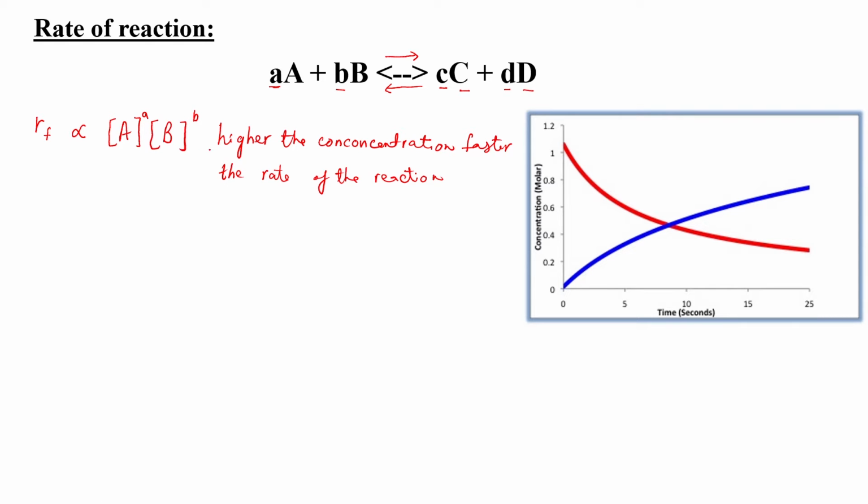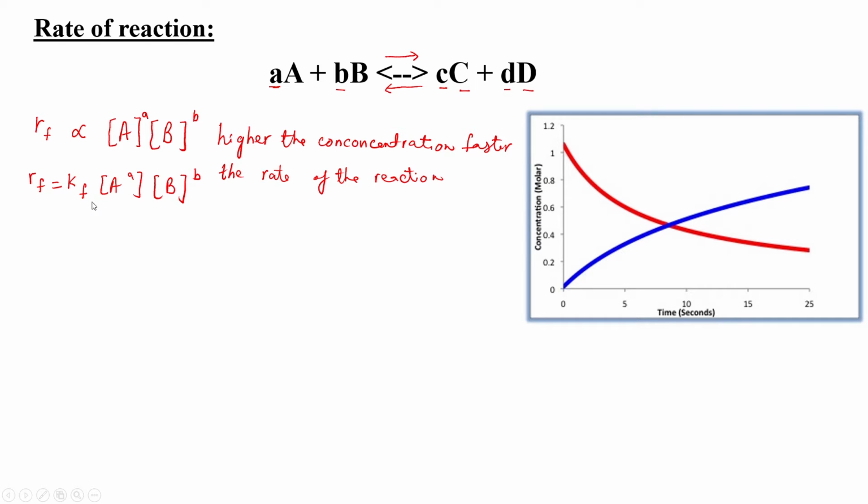So from this topic, you need to remember that the higher the concentration, the faster the rate of the reaction. Now, similar to any other mathematical expression, when we get rid of this proportional sign, we need a constant here. So the constant for this reaction will be Kf.